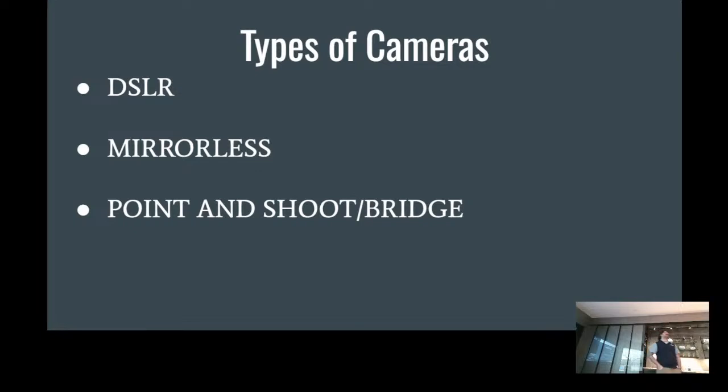Before we jump into more of the buttons, the layouts, lenses, all the things I think that are important for you to know as a photographer, let's talk about the big three in the camera world. The types of cameras that are out there currently are the DSLR, the mirrorless, and the point and shoot, or the bridge camera as it's also referred to.